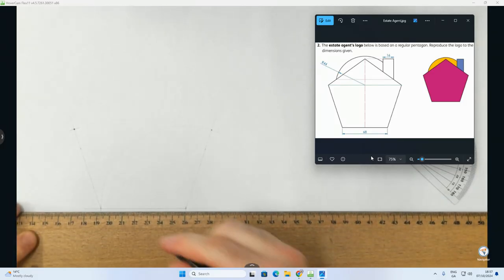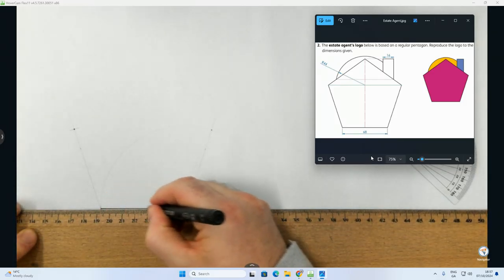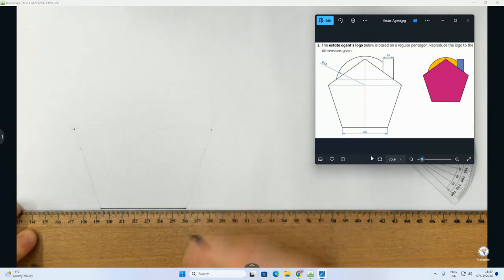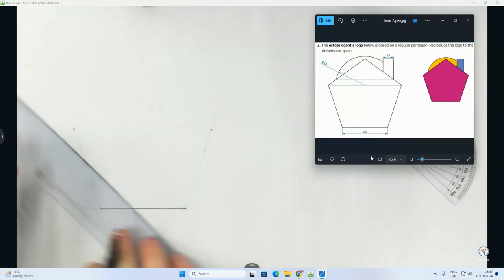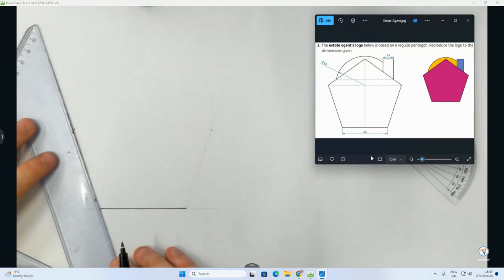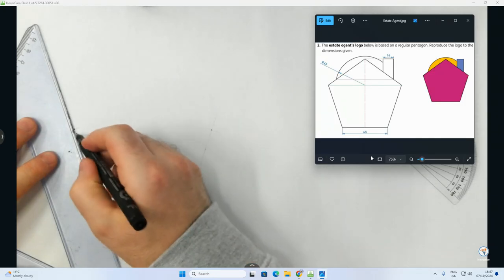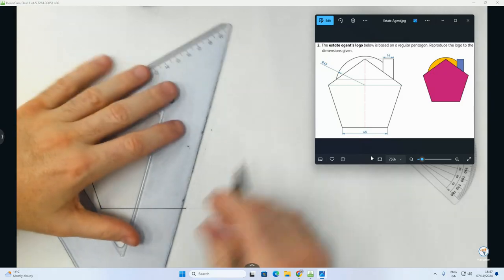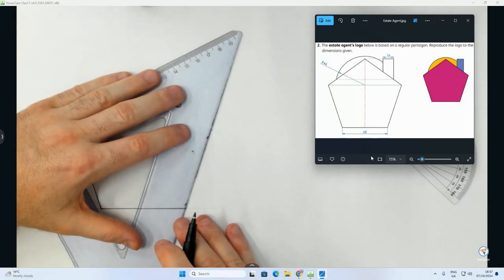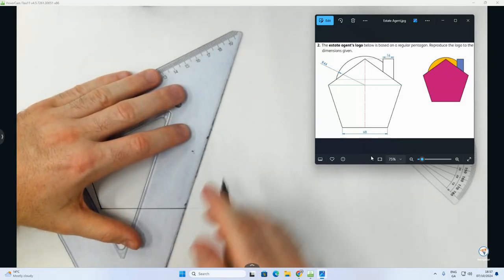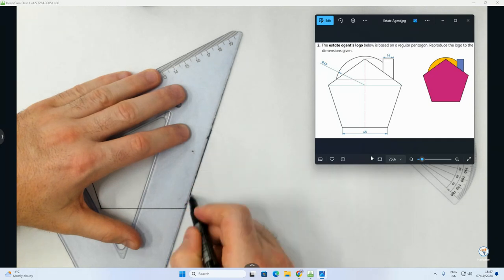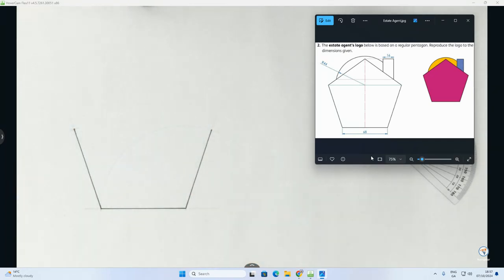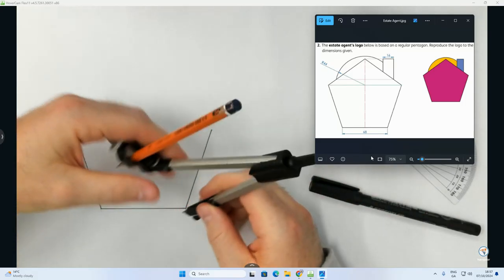I will draw in 3 sides to start it off. So that's side number 1. Side number 2, and side number 3. So I've got 3 sides of my pentagon. So I'll put that in a bit heavier, just for demonstration purposes.